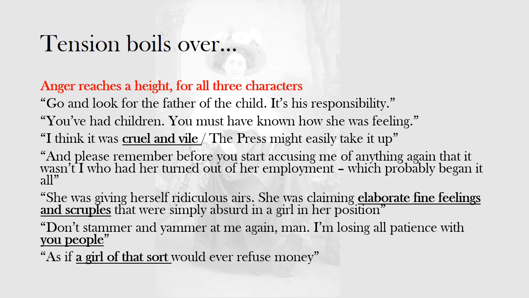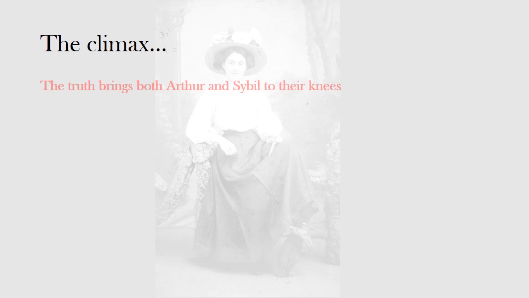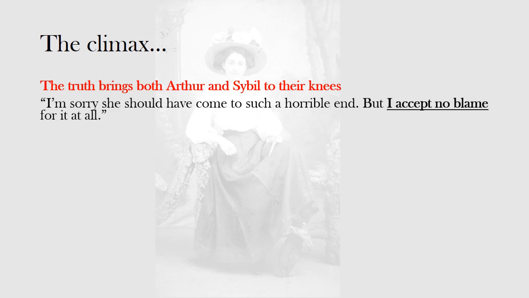So throughout this section, we've got it building up towards that final climax. And this is when the truth absolutely destroys both Arthur and particularly Sybil. In building to the climax, she comes to a point where she refuses, it says, "I accept no blame. I'm sorry she came to a horrible end. I accept no blame."